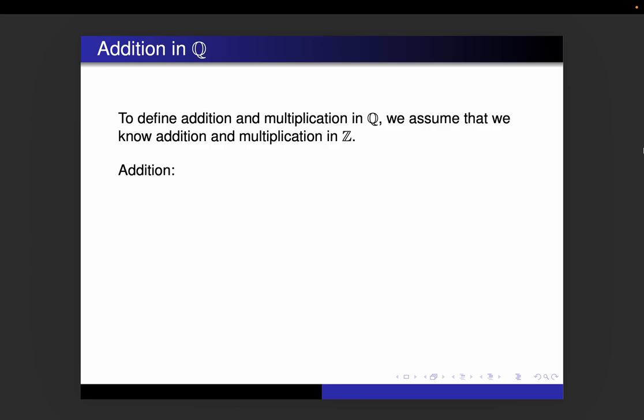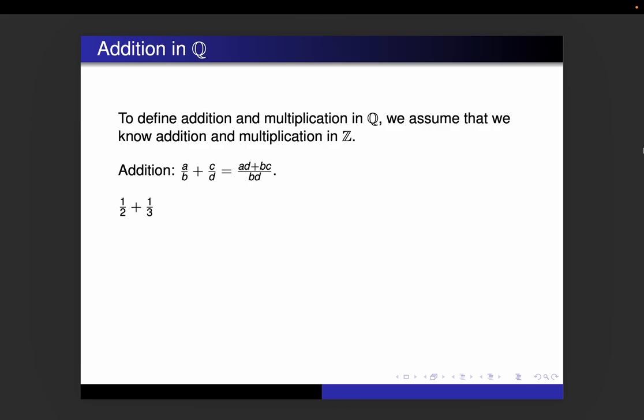So for addition, for instance, when we had two fractions that represented rational numbers, a over b and c over d, and we wanted to add them, we had a certain rule for doing that, right? We found a common denominator and then added the numerators accordingly. So we got (ad + bc) over bd, right? And that looks fine. It looks like a perfectly well-defined addition.